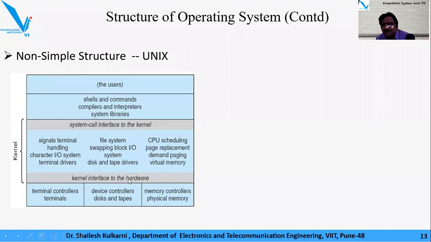Here also I have a kernel interface to the hardware and a system call interface to the kernel, that is, to the application layer. In the application layer, what I have are the shells, shells and commands, compilers and interpreters, or system libraries, which sit in one layer of the structure, and then the user. In a nutshell, if a user wants to access the underlying hardware for its services, it first needs to make use of a shell or command, which may be pre-compiled, or may need to be compiled, in order to be understood by the services which are written in the kernel.